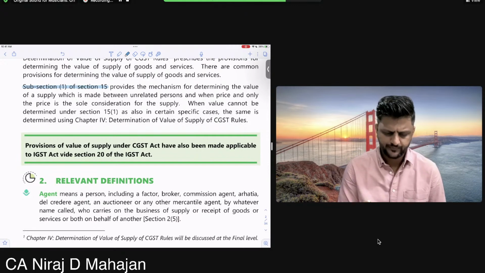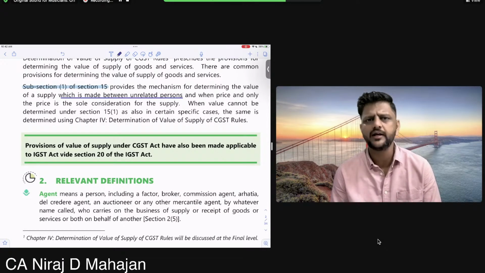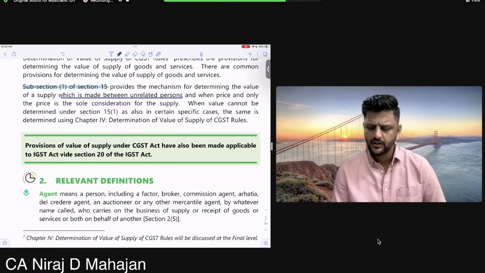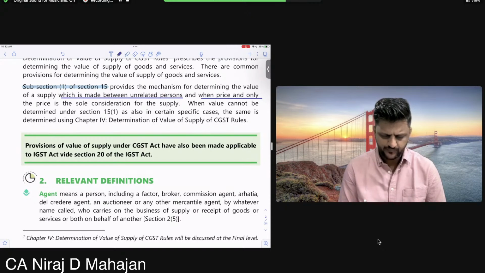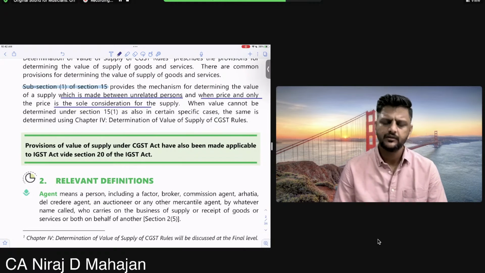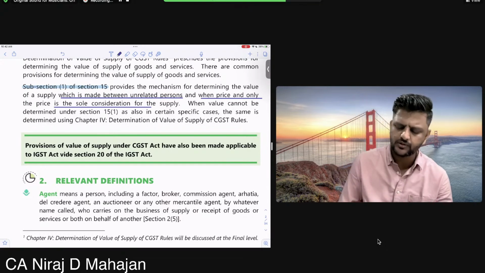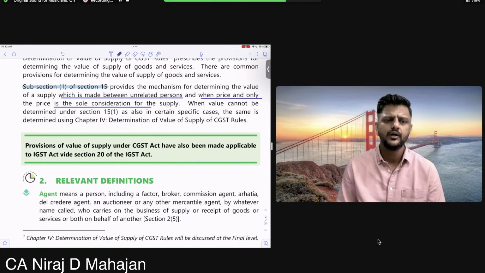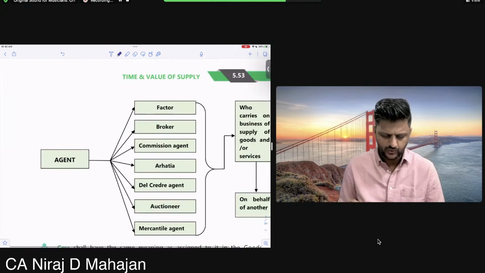Pay attention: value of supply which is made between unrelated persons. Unrelated, okay? Not even distinct persons, or any kind of relationship should not be there. You can call it a third party or stranger, and when price and only price is the sole consideration for the supply. Basically, the transfer is happening against price and nothing else. When value cannot be determined, and also in certain specific cases, then we have to use the CGST determination of value of supply rules. If we cannot find it out as per 15(1), then we have to take help of the rules. So let us quickly go through.